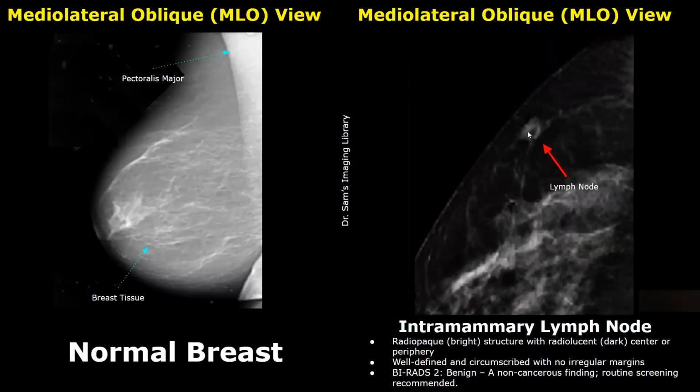This is another image showing an intramammary lymph node. It is a radio-opaque structure with a radiolucent dark center. It does not have any irregular margins and is well defined.